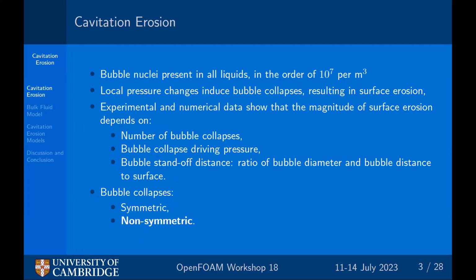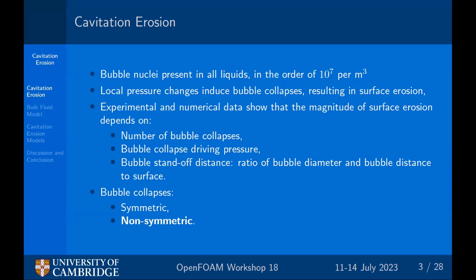All engineering fluids have nuclei present in them, on the order of 10 to the 7 per meter cubed for ocean water. As these nuclei experience pressure changes, they grow and potentially collapse. If that happens near a surface, they may induce surface erosion.